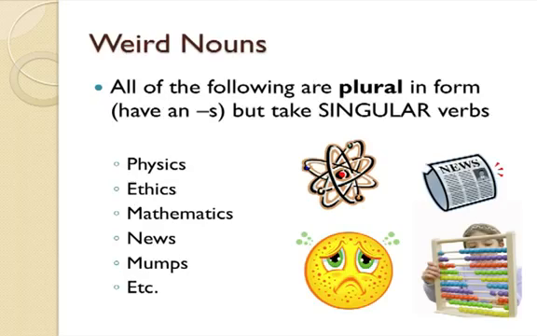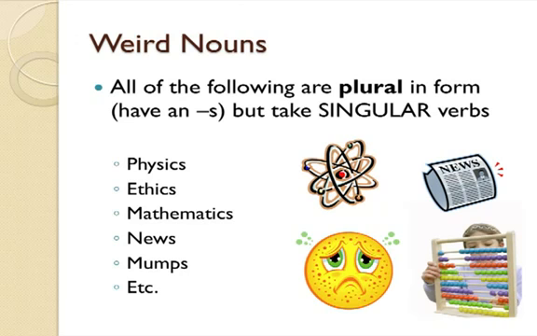Now here are some examples of what I'm calling weird nouns. When these words are the subjects of sentences, they tend to take some exceptional forms. So we just want to make sure that we're on the same page here. Looking at these words, or words like these, they are plural in form, meaning they end in an S. So it seems like there's more than one. But they take a singular verb.